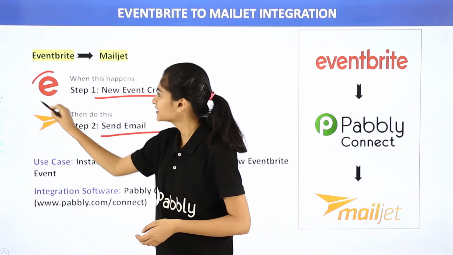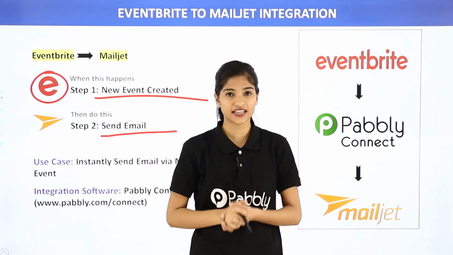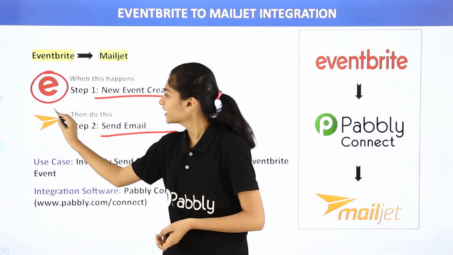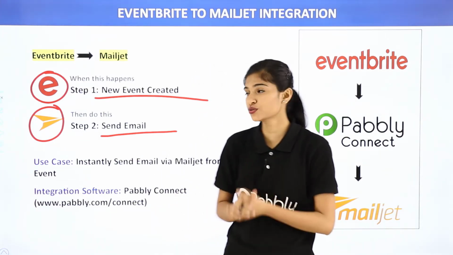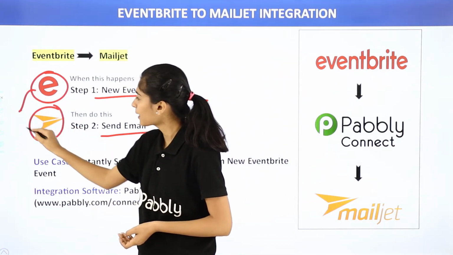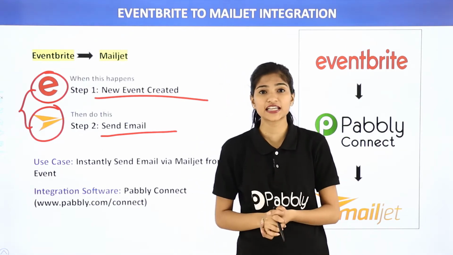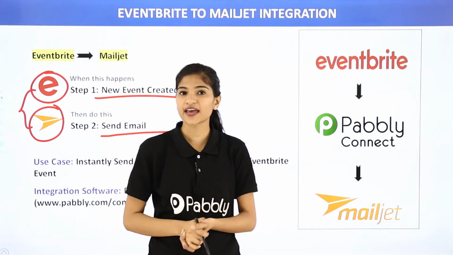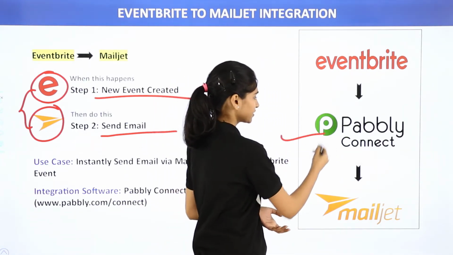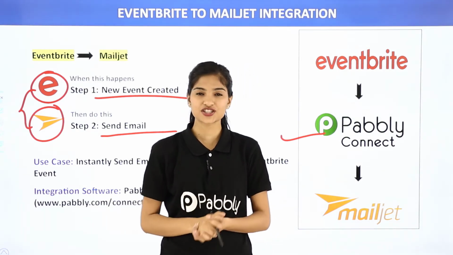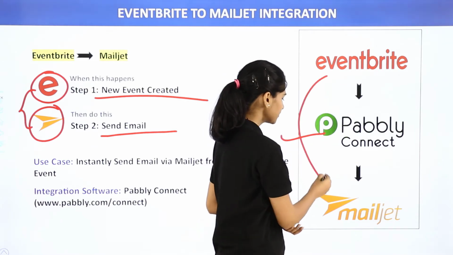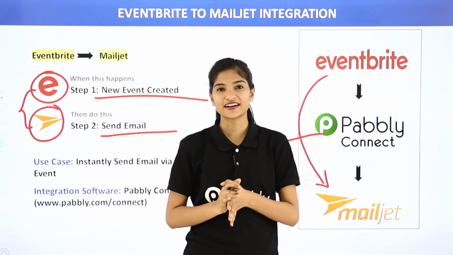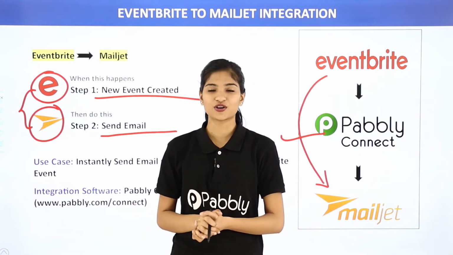So Eventbrite is an event management solution and a ticketing service, whereas Mailjet is an email solution for marketers and developers. The issue here is that these two software applications don't have any integration between them, and that is why we are going to use Pabbly Connect. So Pabbly Connect is an integration software which will help you to transfer the data from Eventbrite to Mailjet. The best part here is you don't require any knowledge of coding.